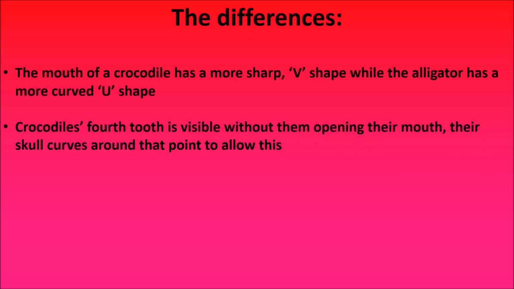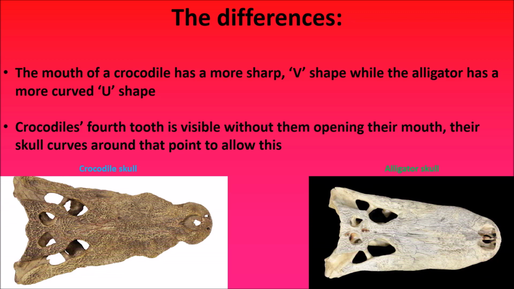First, the differences. So the mouth of a crocodile has a more sharp V shape, while the alligator has a more curved U shape. This is one of the easier differences to spot in the wild. Crocodiles' false tooth is visible without them opening their mouth. Their skull curves around it at that point to allow this. So at the bottom here you can see two pictures, and if you look at the crocodile skull, that arrow points to where the skull curves around the tooth.